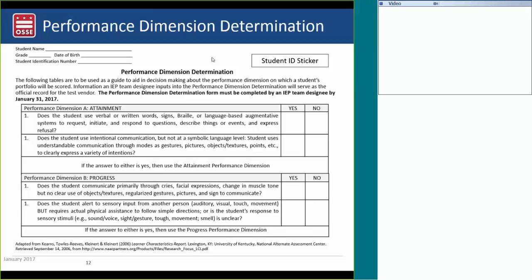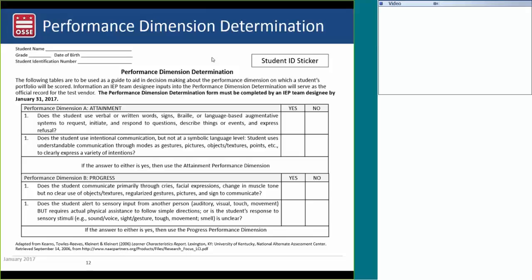If you know what your student wants because he points to a picture that tells you that he's hungry, and he does it every time he's hungry, then he's using intentional communication, although it is not verbal communication. Okay, so it's consistent and it's reliable communication, even though it's not verbal. And consistency and reliability are the key words here. You would check yes under attainment.